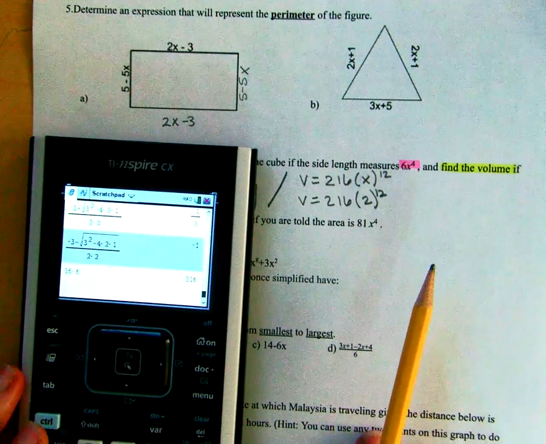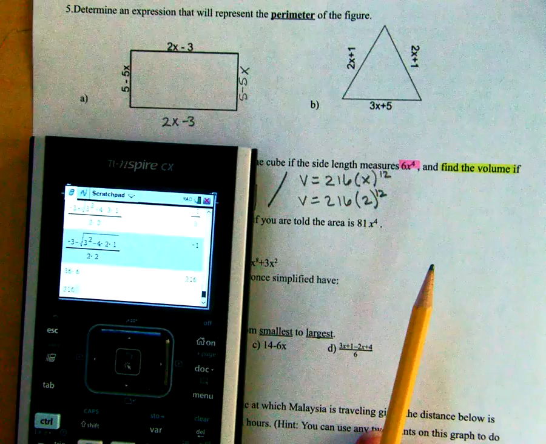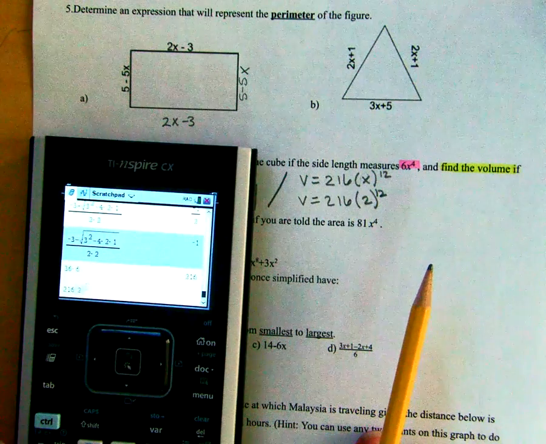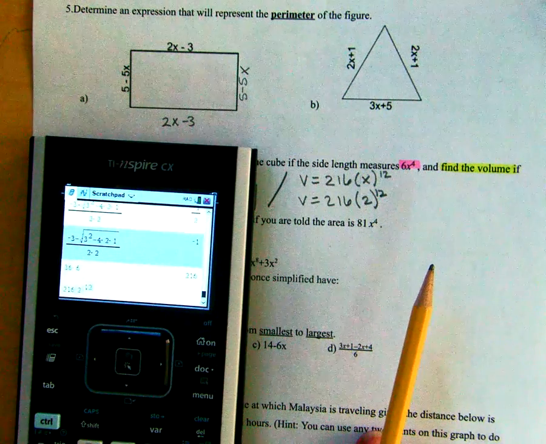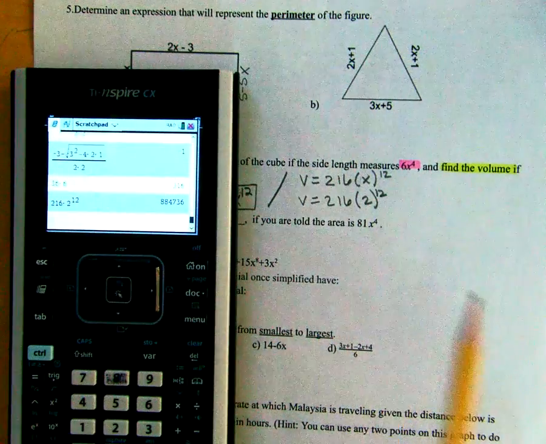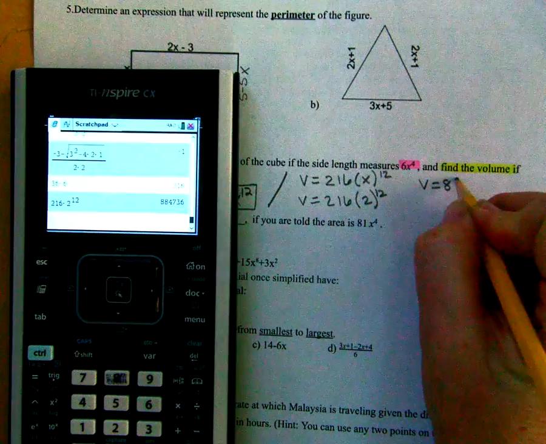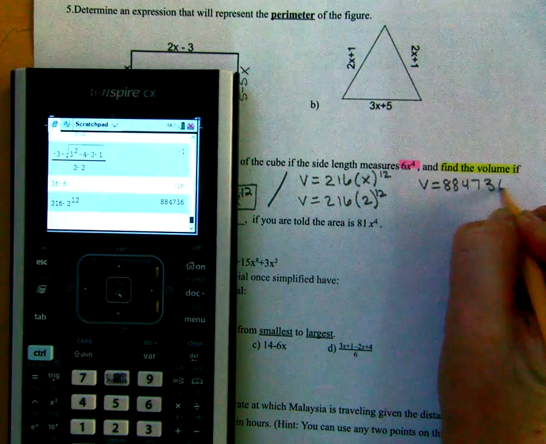So if I go to the calculator here, I can go straight into typing it in all at once. So that will be 216 times 2 to the 12th. And then I just hit enter, and I get this answer right here. So volume is going to be 8.84736.